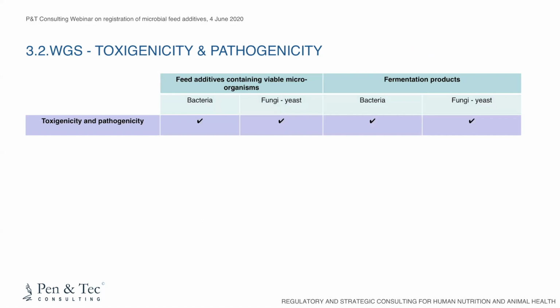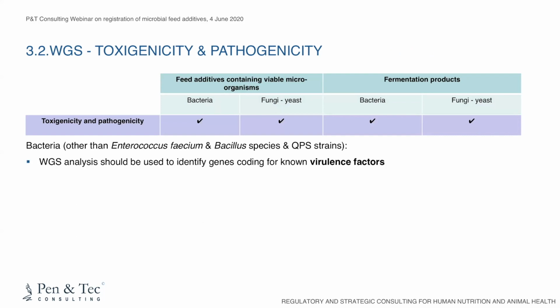For bacterial strains belonging to a species not included in the QPS list, the whole genome sequence analysis should be used to identify genes coding for known virulence factors, for example, toxins, invasion factors, or adhesion factors. For this purpose, comparison against up-to-date databases should be performed.